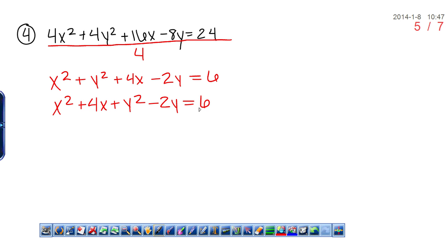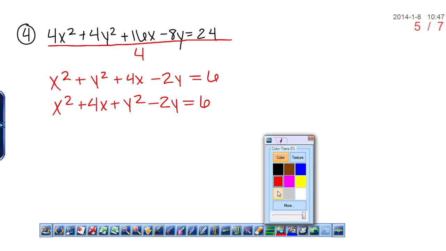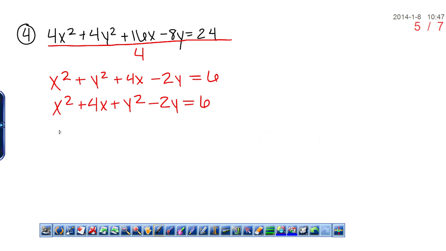Are we okay with that? Are we ready to complete the square now? All right, so let's set it up. We're going to have x squared plus 4x. Then we've got to add something in. We're going to have y squared minus 2y is equal to 6. Why do I have 2 blanks on the side with the 6? Yeah, we have to counteract twice, right? We have to balance out twice.